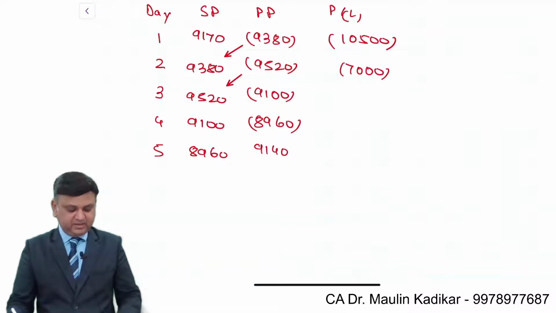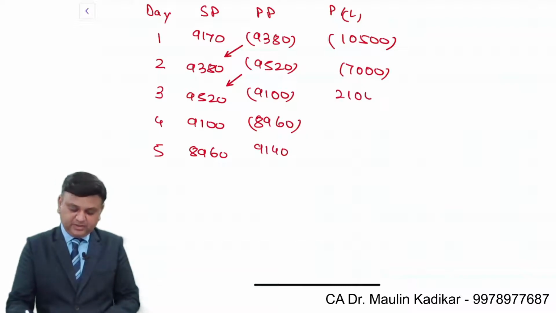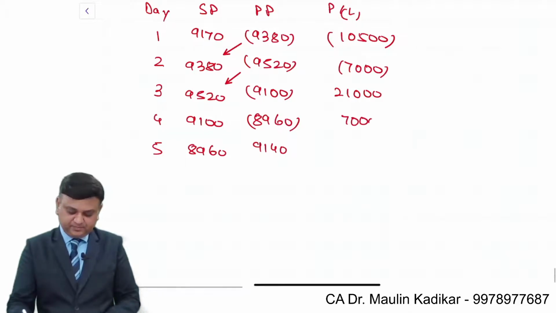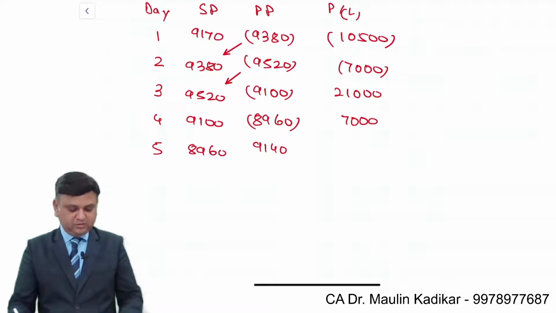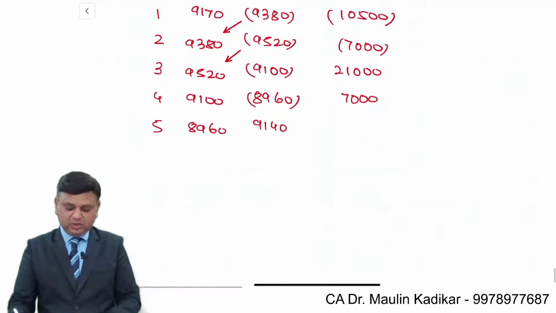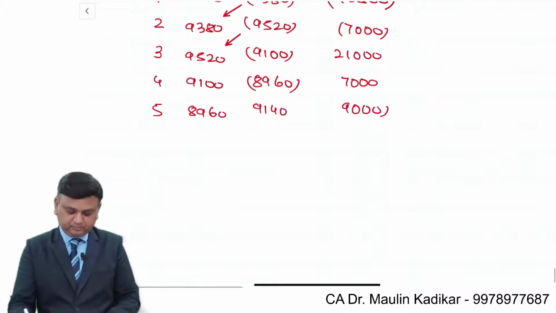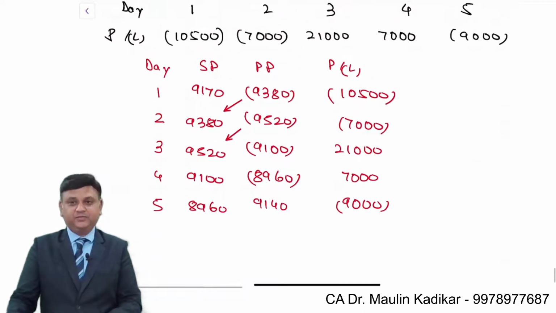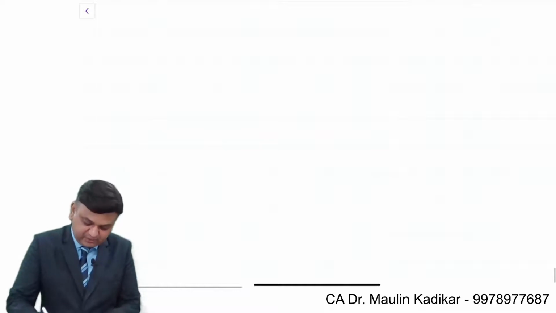9520 minus 9100. So profit of 420 into 50. So profit of 21,000. 9100 minus 8960. 140 into 50. So profit of 7,000. 8960 minus 9140. So 180 into 50. That comes to loss of 9,000. So there will be a profit or loss like this on the daily basis. Once we make the computation of this, the next is the important one, that is the margin account.